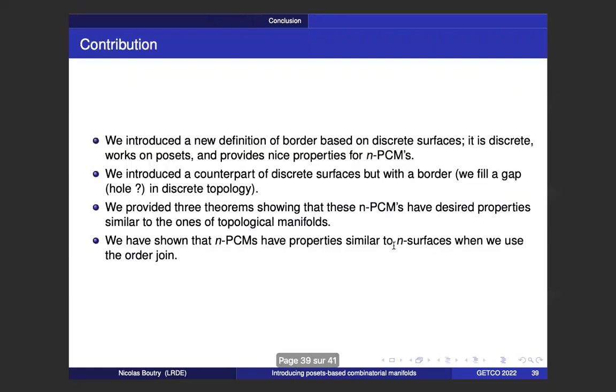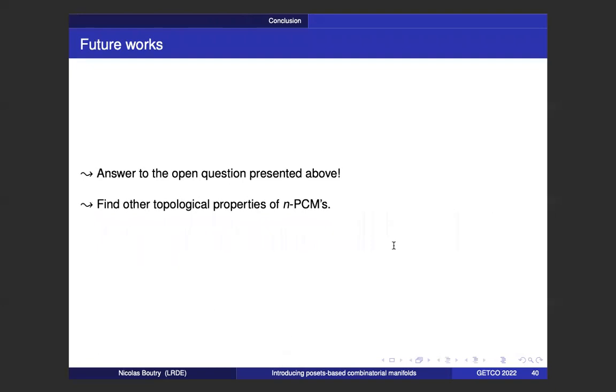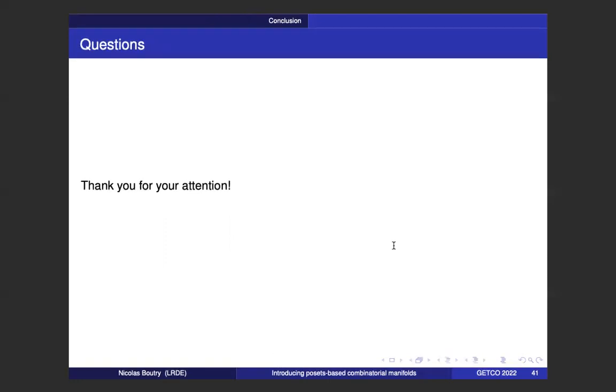So the conclusion: we have introduced a new kind of boundary that I call the border, for differentiation reasons. We introduced a counterpart of discrete surfaces, but with the border. We proved three theorems relative to PCMs, and we have shown that PCMs also have properties with the join operator. The future work is to answer the question presented before, and to find additional properties for PCMs. Thank you for your attention. Do you have questions?